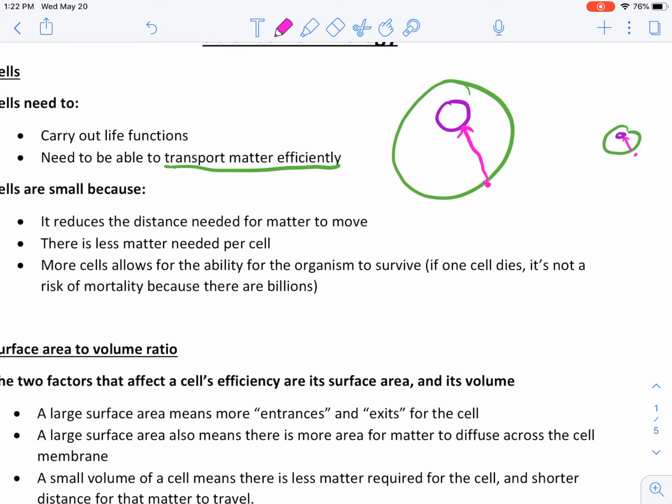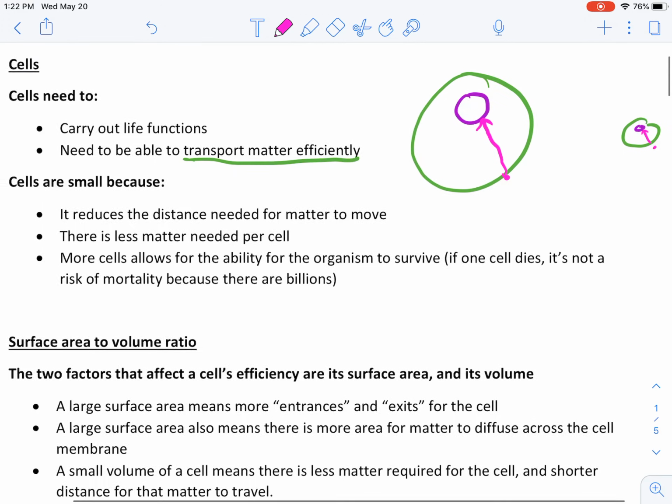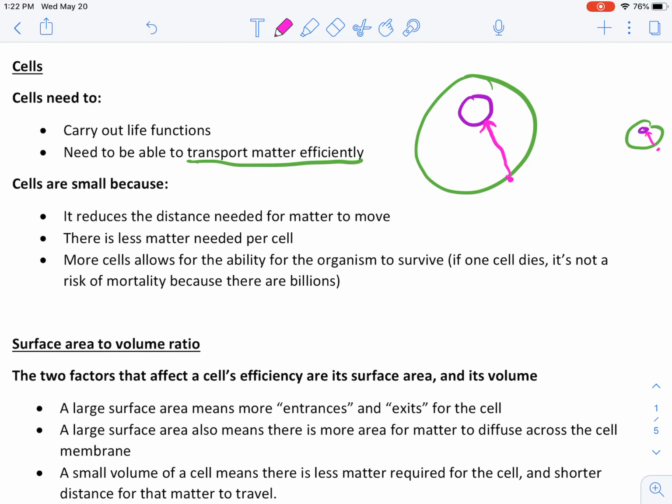But let's say you were a single cell organism. Well, if that cell dies, then the organism dies. So humans have millions and millions of cells, and those cells die. But because we have millions of cells, losing a couple cells here and there isn't a big deal. So those are some of the reasons why the cells are small.